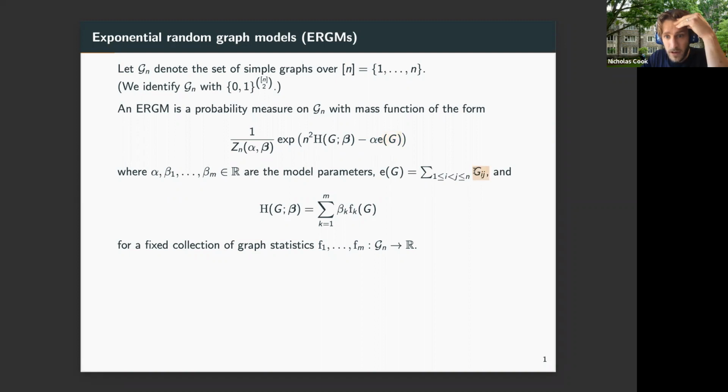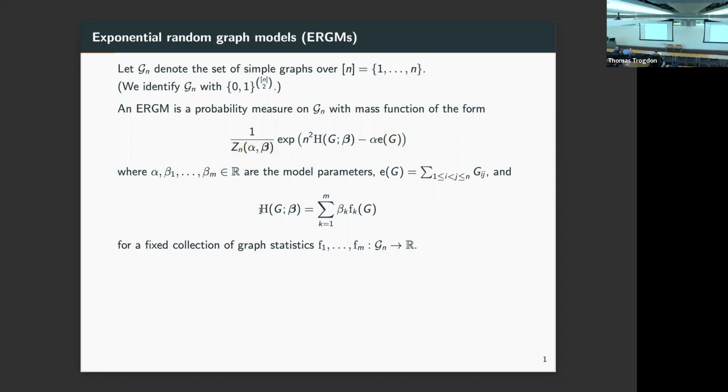So here I write G_ij for this indicator variable, a Boolean variable that's 1 if there's an edge between i and j, and 0 if there isn't, so that this counts the total number of edges. And so we have a vector of parameters beta 1 up to beta m, and an additional parameter alpha that's in front of this edge count, and a normalizing constant.